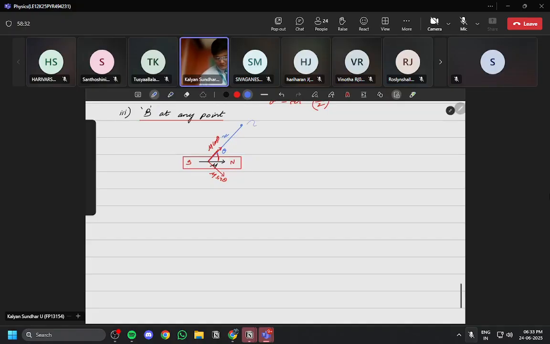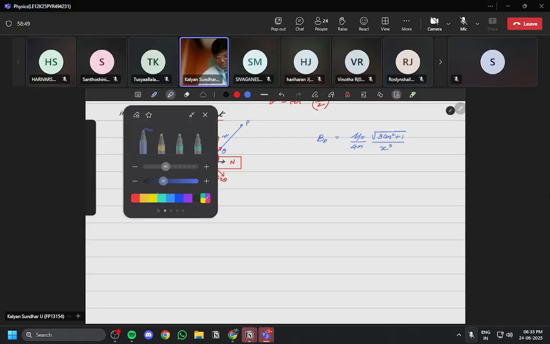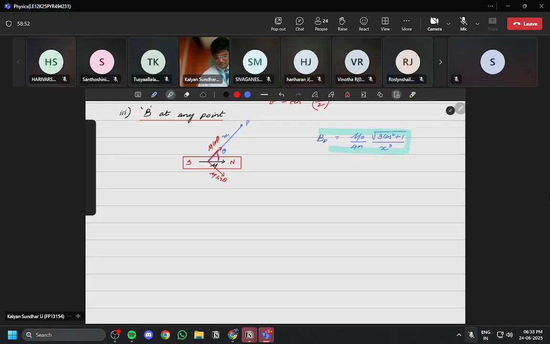Right. So at this point P, your magnetic field at point P will be equal to mu naught by 4 pi under root of 3 cos square theta plus 1 divided by x cube, which is mu naught m by 4 pi x cube into 3 cos square theta plus 1 under root.